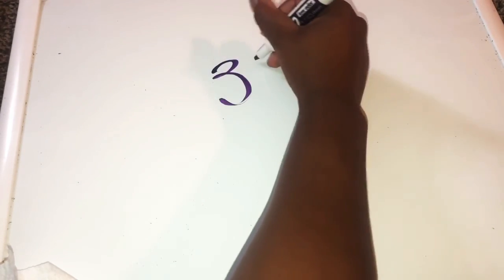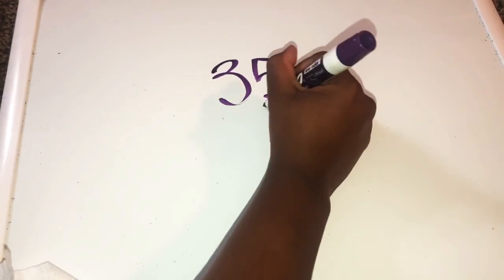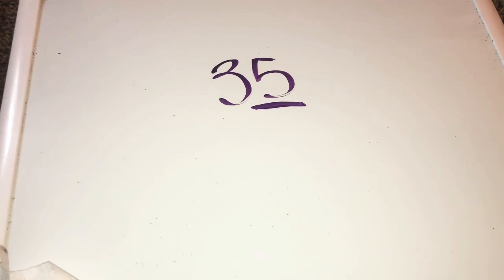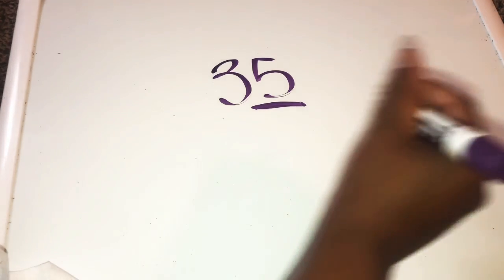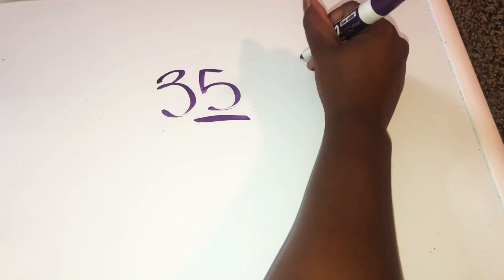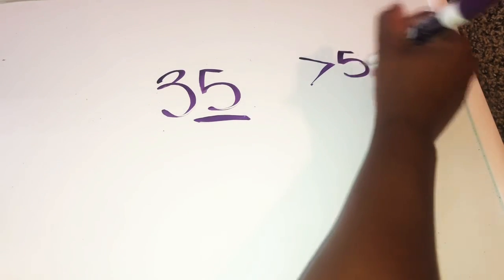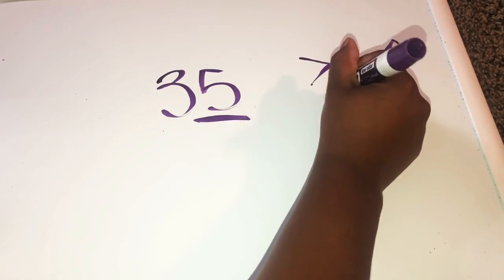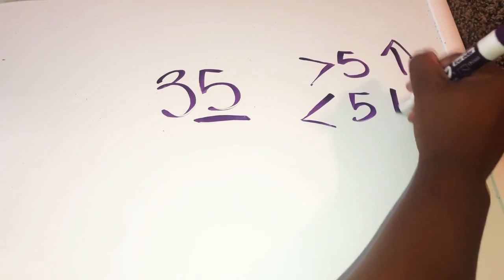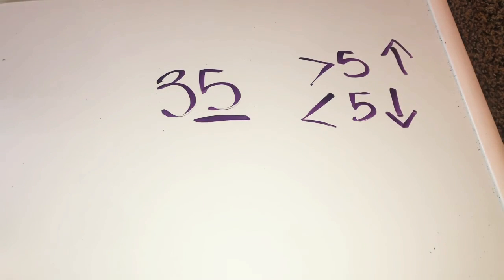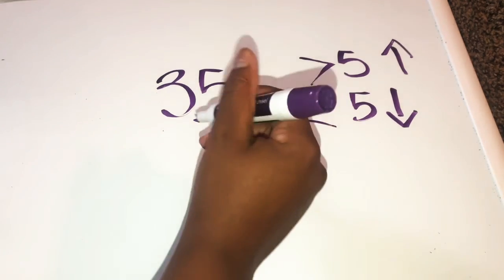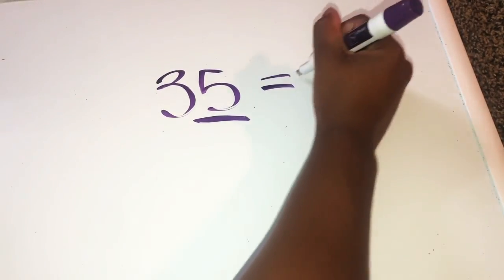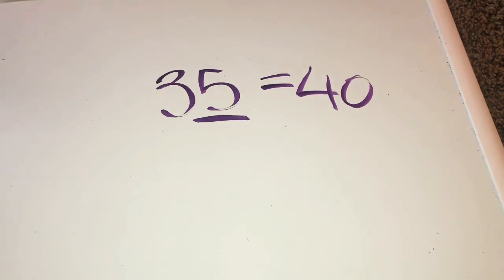When rounding to the nearest 10, you may have seen some people look at what digit is in the ones place. If that number is 5 or greater, then they round to the next multiple of 10. If the number is less than 5, then they round down to the next multiple of 10. In this case, the digit in the ones place is 5, which means we're going to round up to the next multiple of 10, which is 40.